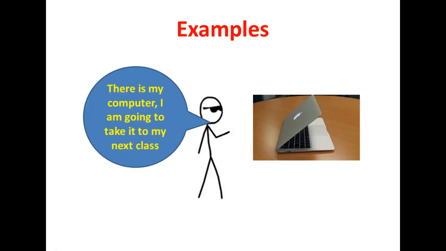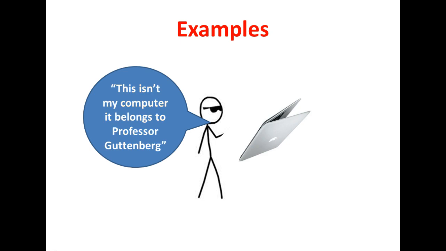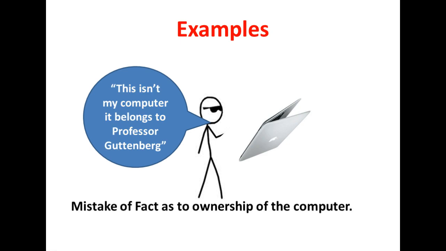To begin with, I'm going to look at a couple of examples to set the stage for what we're going to do. In this first slide we have our perpetrator saying to himself, "There is my computer, I'm going to take it to my class." And our hapless fellow picks up the computer and walks away with it. When he is out in the hall, he turns it over and discovers, "Oh, this isn't my computer, it belongs to Professor Guttenberg." So what we have here is that he has made a mistake of fact as to the ownership of the computer. Our question is, is he guilty of larceny?